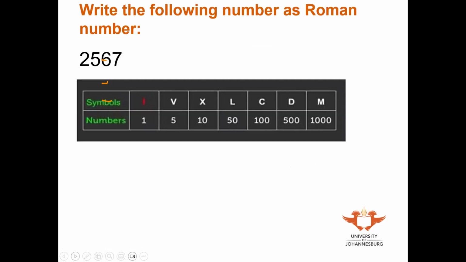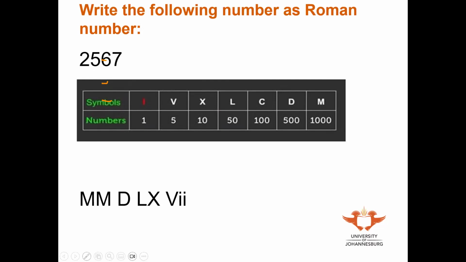Okay. Now, let's look at this number here. Write the following number in the Roman number system. If you look at that, I've got here the 2000, right? And then after the 2000, I've got the MM. Can you see? And then now you've got the 500 there. The 500 there is the D. Okay. So the 2000 is MM, which is this first part here.